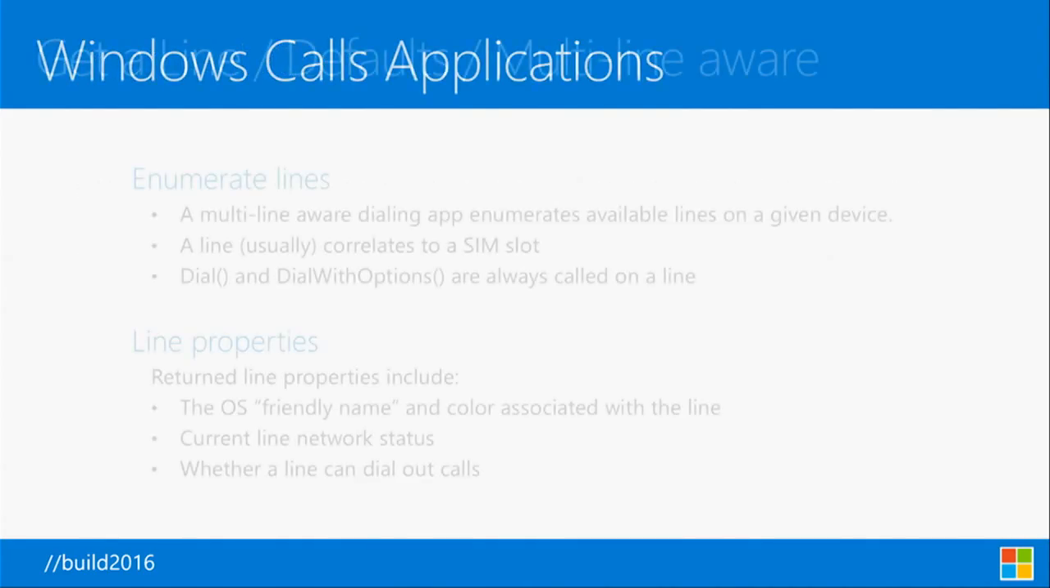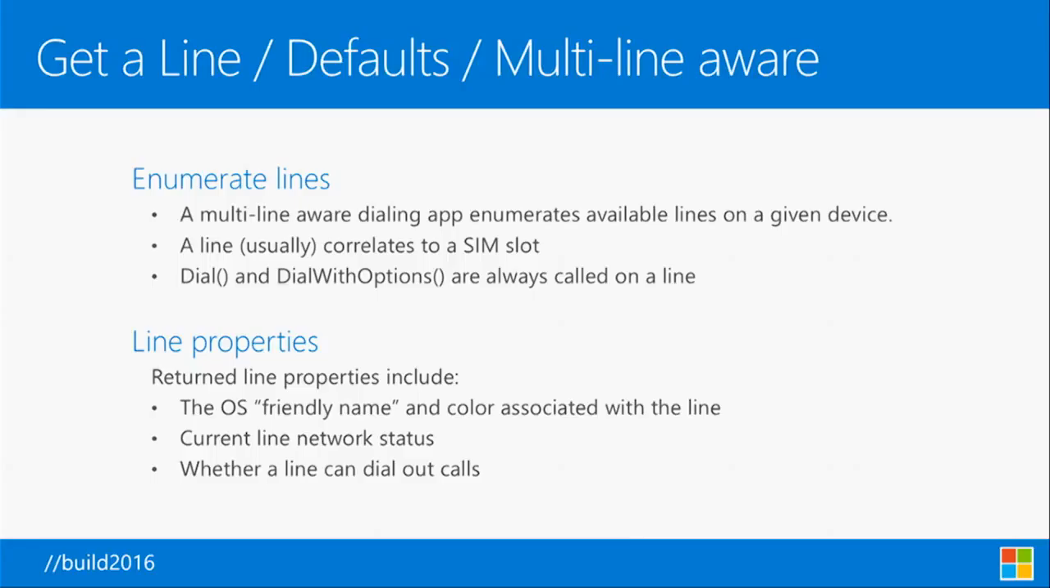Thank you, Sage. So as Sage mentioned earlier, there are two key ingredients to building an application that can make phone calls. First is phone lines, and the second is the dial methods. Let's start with phone lines. Think of phone lines as essentially the SIM slot on your device. On dual SIM devices, you're going to get two of them. Just something to note, on Windows Phone, we consider VoIP lines to be phone lines. But later in the demo, we'll teach you how to filter those out.